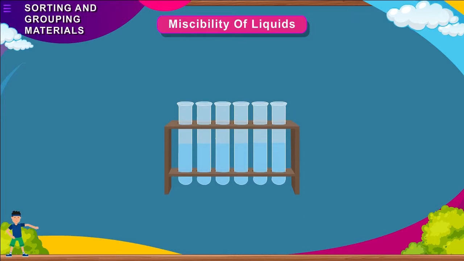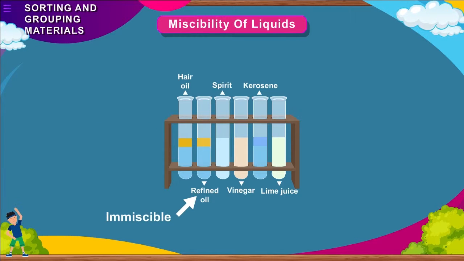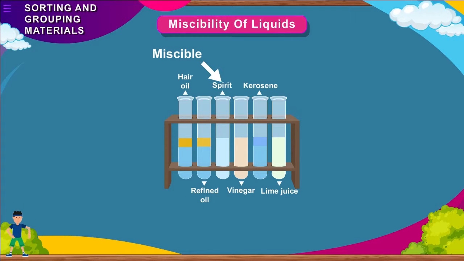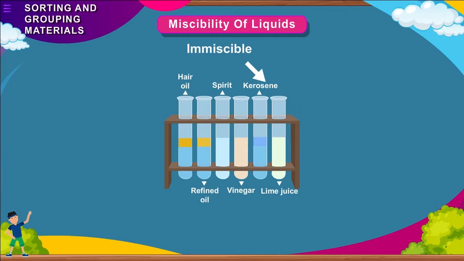We observe that hair oil is immiscible and therefore floats on water. Refined oil is immiscible and therefore floats on water. Spirit is miscible and mixes with water. Vinegar is miscible and mixes with water. Kerosene is immiscible and therefore floats on water. Lime juice is miscible and mixes with water.